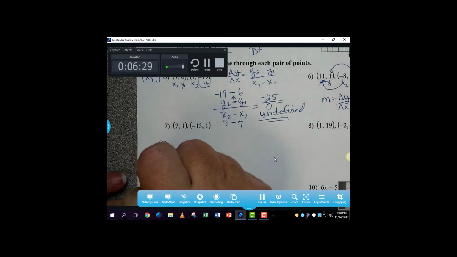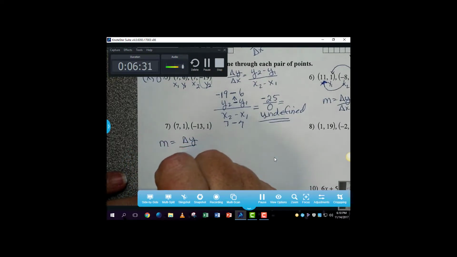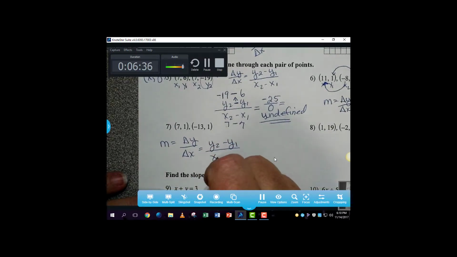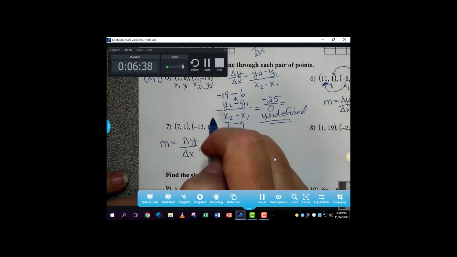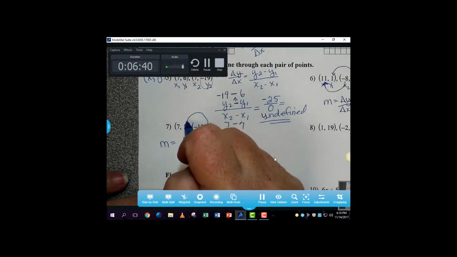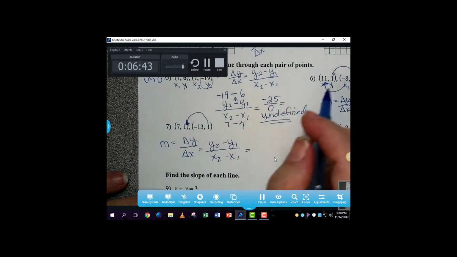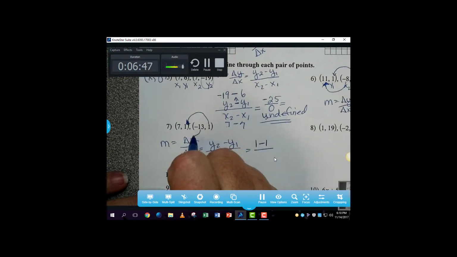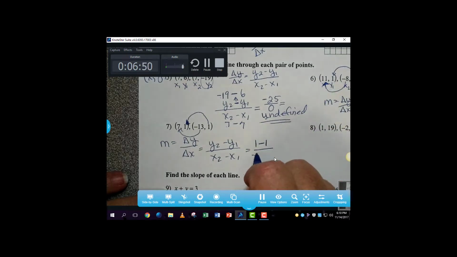Number 7. Okay, so I have m equals the change in y over the change in x, which is y sub 2 minus y sub 1 divided by x sub 2 minus x sub 1. That's going to be 1 minus 1 divided by negative 13 minus 7. 1 minus 1 is 0. Negative 13 minus 7 is negative 20. 0 divided by any number is 0.